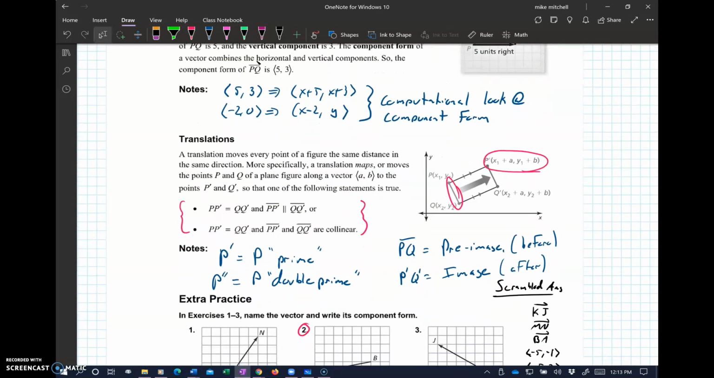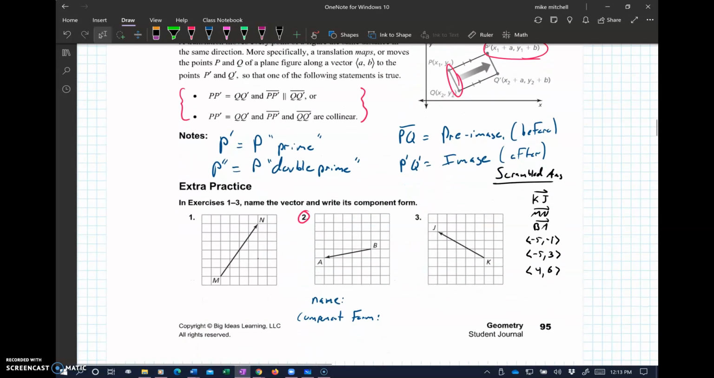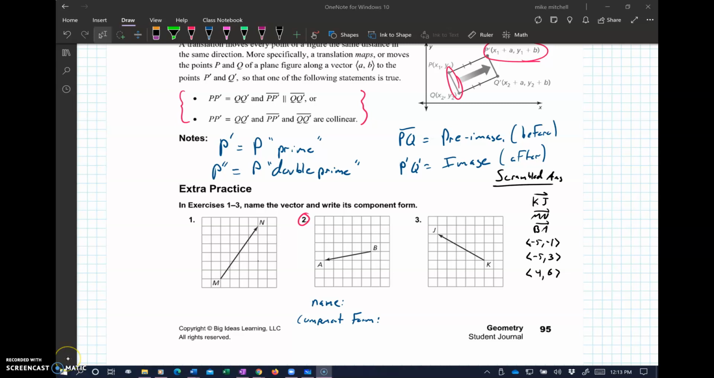Again, P apostrophe, that's P prime. Double apostrophe is double prime, so that would be like the image of an image. And this one, PQ, is our pre-image before the change. P prime, Q prime is the image after the change. So down here, I've got some scrambled answers for you.